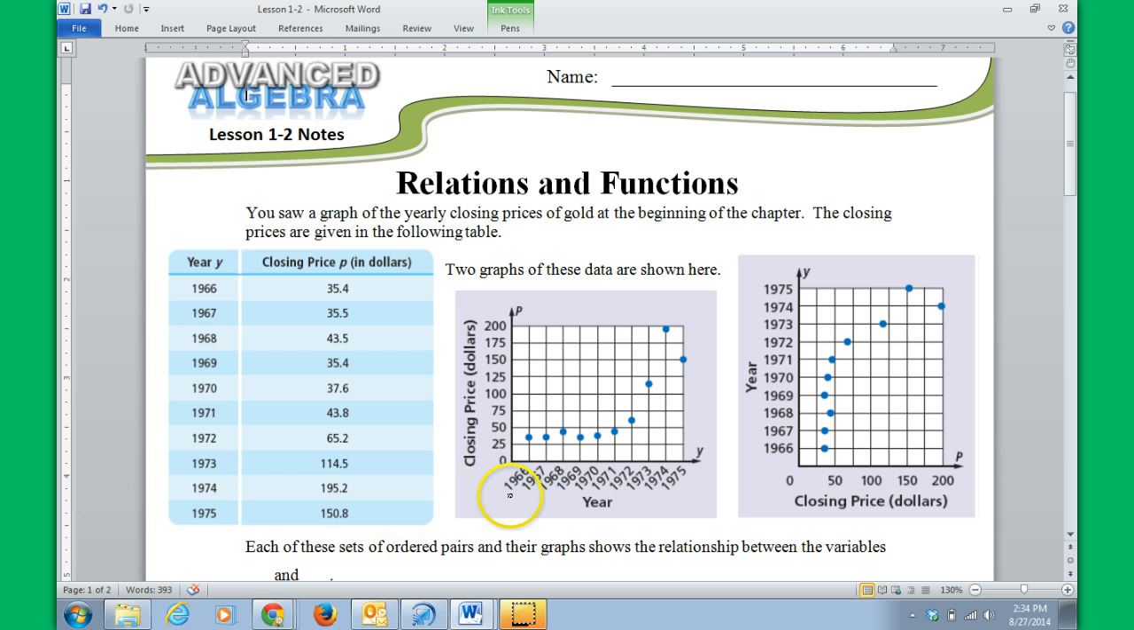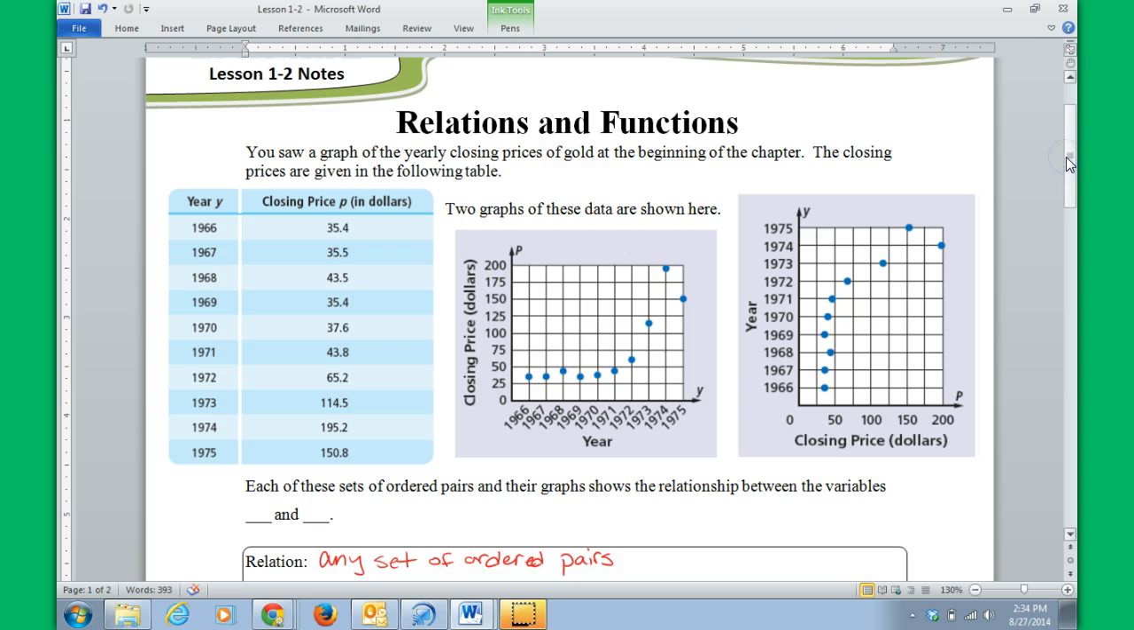Okay. So here they graphed the same data in two different graphs. One is with the closing price on the y-axis and the year on the x-axis. And then on the second one, they have the year on the y-axis and the closing price on the x-axis. Okay? So there's two different ways of looking at it. Each of these graphs, sets of ordered pairs, show the relationship between the variables. What are the variables?